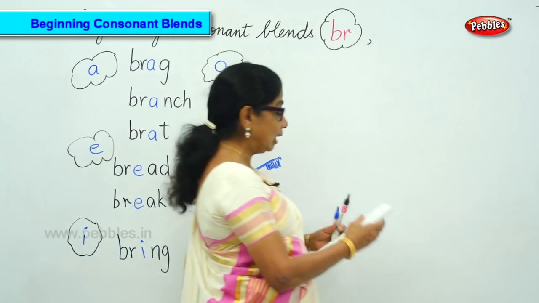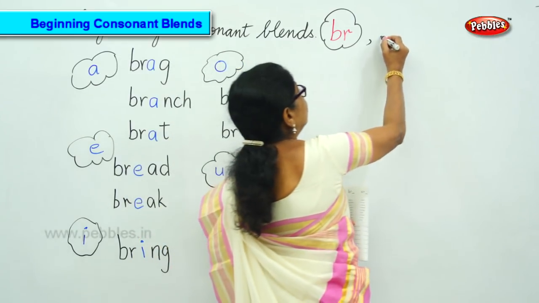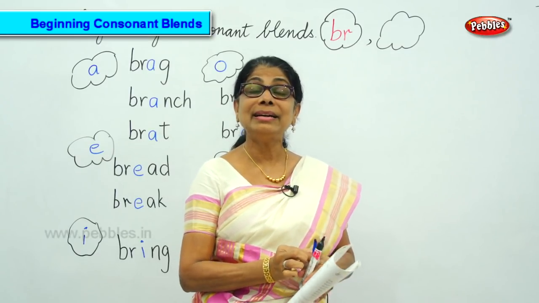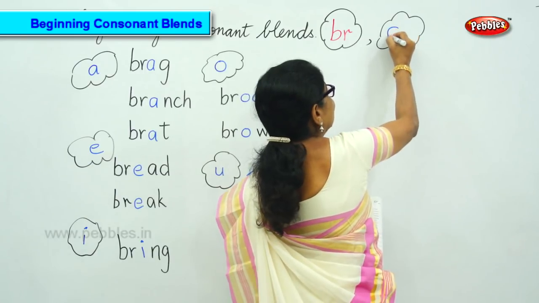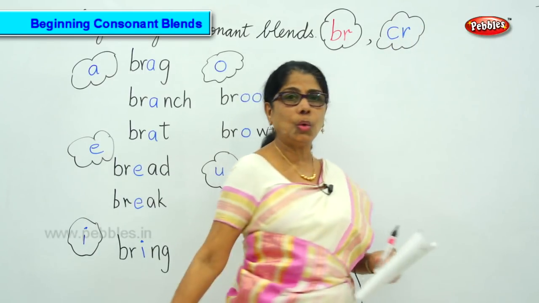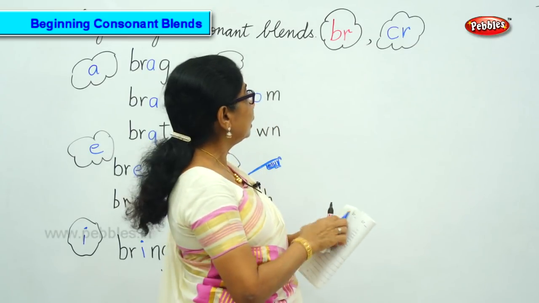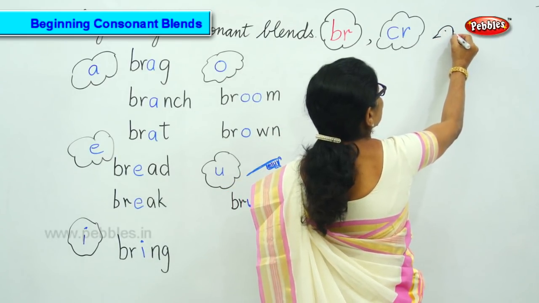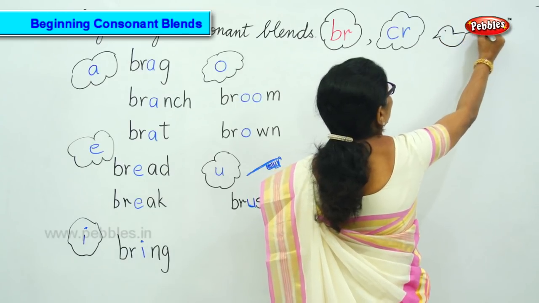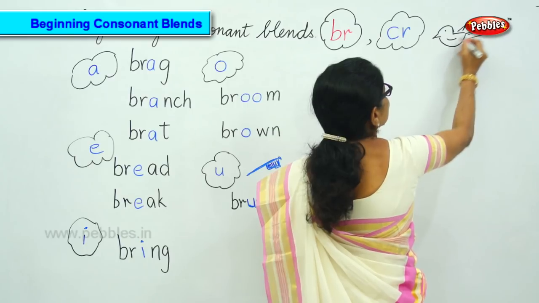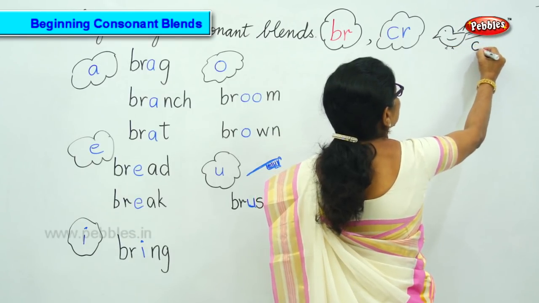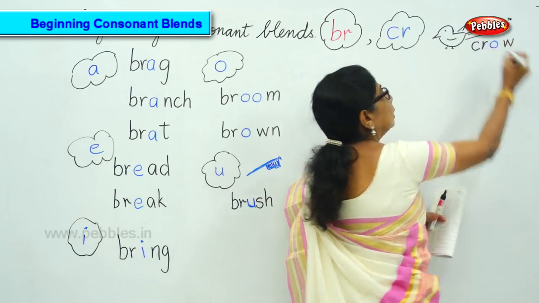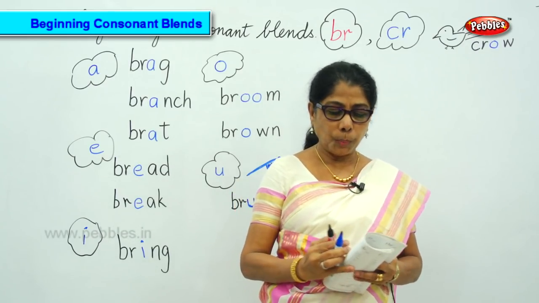Now we will do another sound together with this. That is K and R. Like crow. Okay? Like that. Now let's say a crow, the sound of the blend. Crow. Okay? Kr, o, and the crow's sound. Crow.